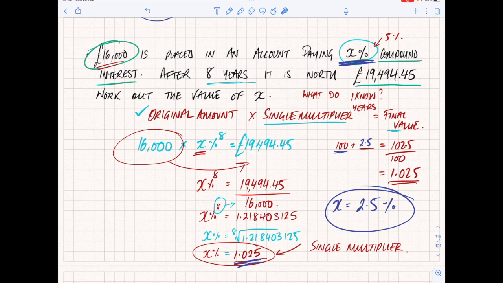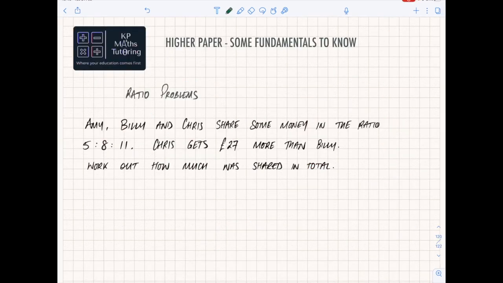Okay, so moving on to the next part of the video, we're just going to go through a few more fundamentals of the higher paper and things that you need to know. Okay, so looking at this next bit, we're going to start talking about some ratio problems, a couple of just basic elements, and then we'll start looking at a slightly more complex one. Ratio is really common, does come up a lot within the higher papers. It's something you need to get your head around.